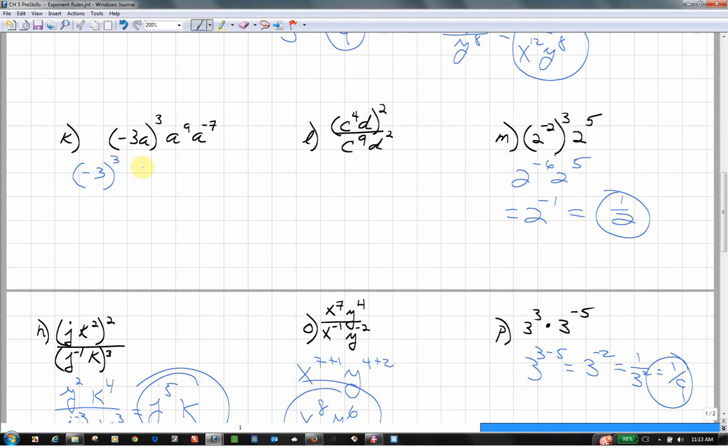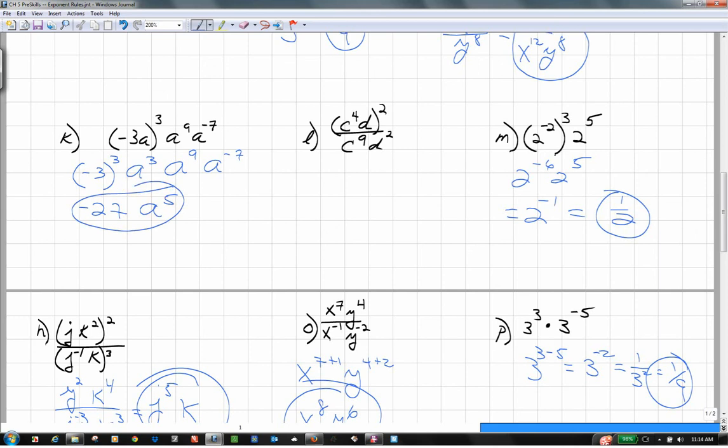Then that's going to be a cubed, distributing the 3 again. Now I have a to the 9th and a to the negative 7th. So for the negative 3 cubed, that's going to be a negative 27. And then I have the same base on the next 3 terms, so all those exponents would add. I have 3 plus 9 is 12. Minus 7 would be 5, so I have negative 27, a to the 5th.